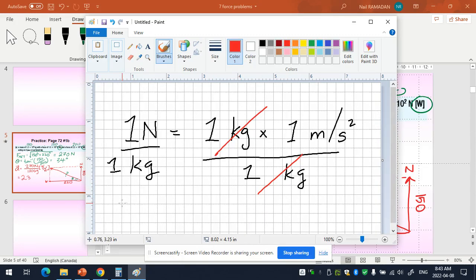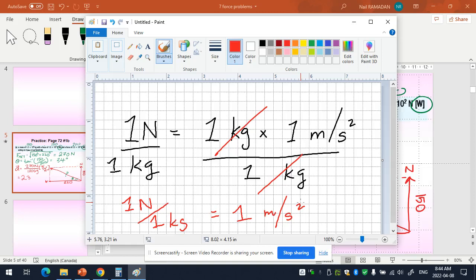So what do we conclude? 1 Newton over 1 kilogram is always the same as what? So a Newton per kilogram is also the same as meters per second squared. Is it making sense now? Again, it's the same only if you look at it from a force-mass perspective.